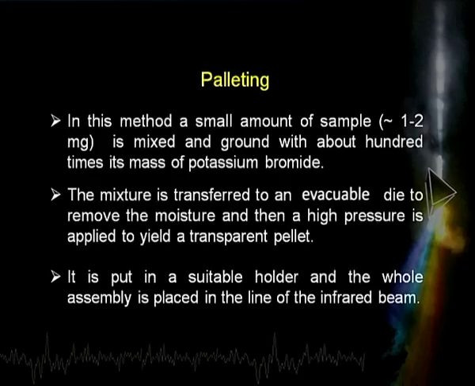And then this pellet is put into the suitable holder, and then the whole assembly is placed in the line of IR beam, and then we record the spectrum there. So, that is called pelleting, commonly called KBr pellets. That means you make KBr pellets and run the spectrum. For a liquid matrix, we make a mull and run the spectrum. So, that is how typically we handle the samples there.